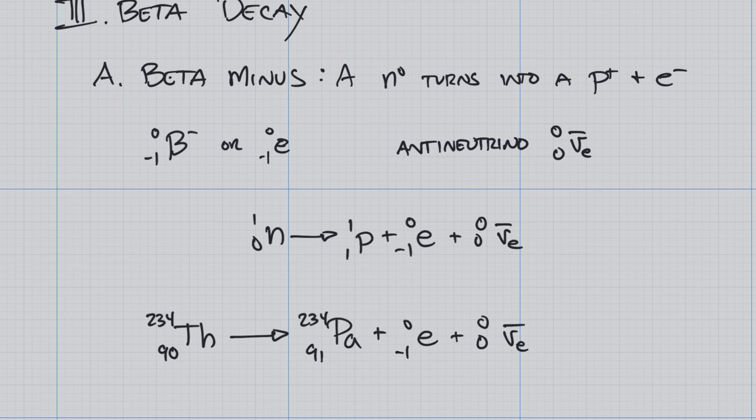Beta decay. There are 2 types of beta decay. Did you guys learn about this in chemistry? No. Okay. Beta decay. We're going to go through beta minus. That is the one that we teach in physical science. Right? And beta minus. Inside of a nucleus, a neutron spontaneously turns into a proton and an electron.